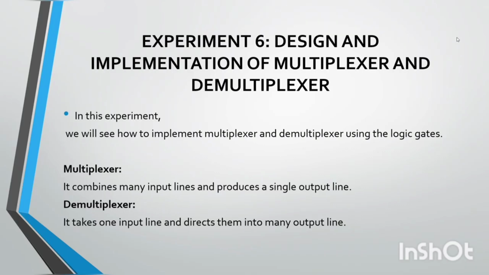So the last experiment is experiment 6, which is to design and implement a multiplexer and demultiplexer. In this experiment, we will see how to implement a multiplexer and demultiplexer using logic gates. What is a multiplexer? A multiplexer combines many input lines and produces a single output line. What is a demultiplexer? A demultiplexer takes one input line and directs it into many output lines.